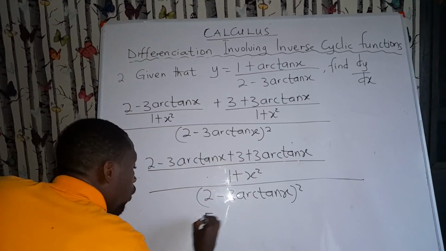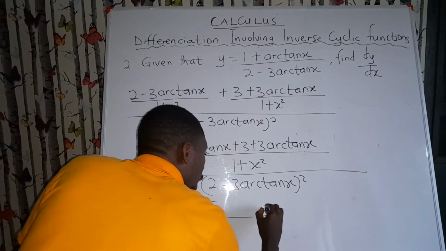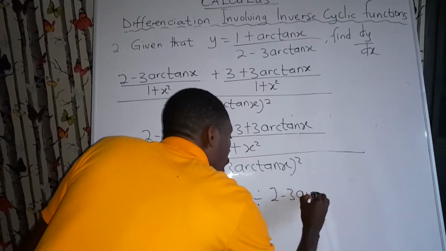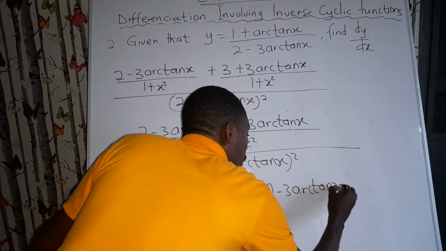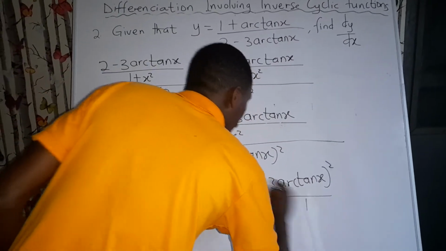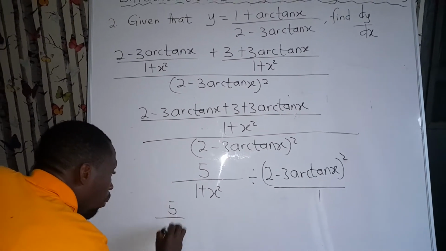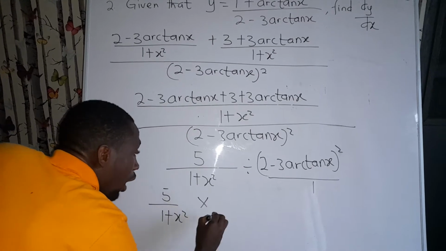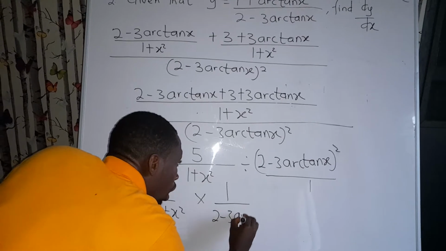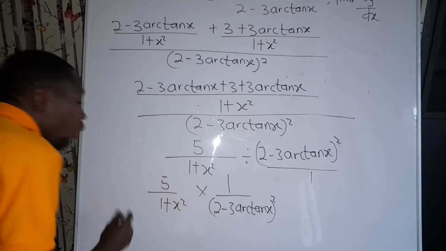So we have 5 over 1 plus x squared, then divided by 2 minus 3 arctan x all squared. Remember, this is over 1. We can change our division problem to a multiplication problem. So we have 5 over 1 plus x squared times 1 all over 2 minus 3 arctan x all squared. So I've polished it very well.